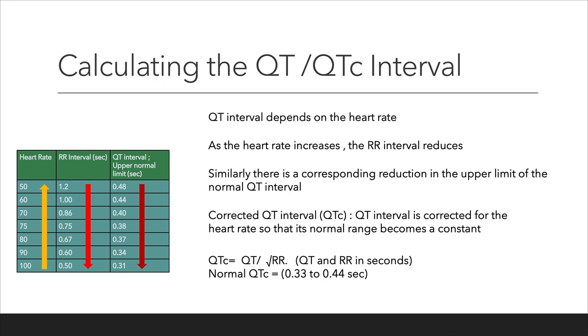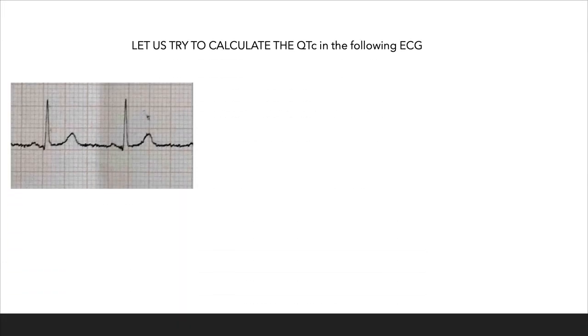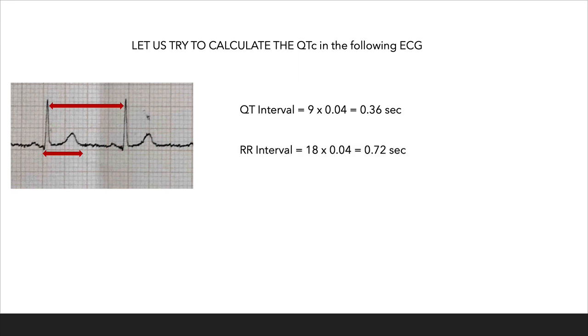Now this formula is not 100% foolproof, and as we go to extremities of heart rates, you can have an inaccuracy in this formula as well. So let's try to calculate the QTC in the following ECG. There you have your QT interval: you got 9 small squares into 0.04, and you get 0.36 seconds. The RR interval is 18 into 0.04 and you get 0.72 seconds. So when you do the calculation, you're going to get 0.42 seconds.